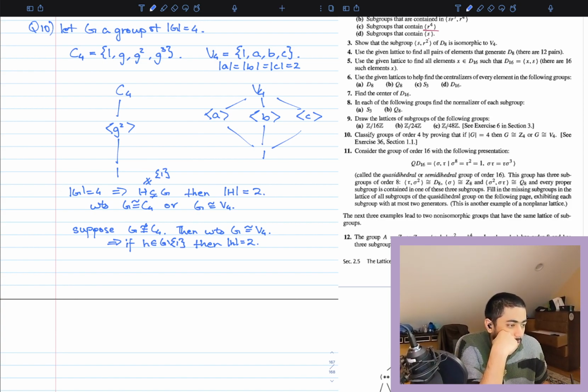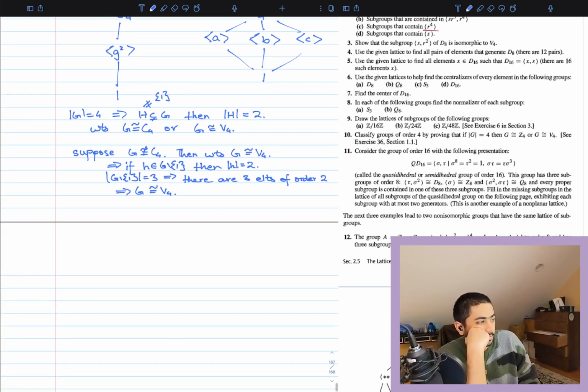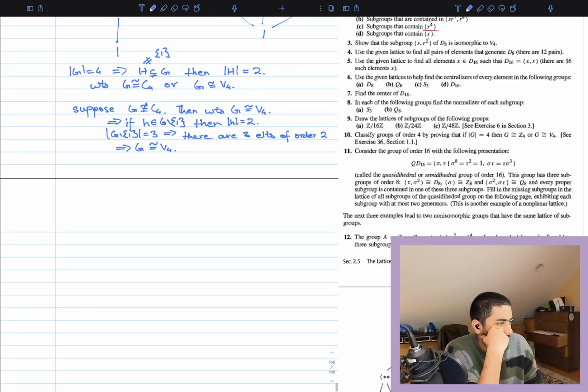And since G minus 1 is size 3, this means that there are 3 elements of order 2. Which means we're gonna get a subgroup lattice that looks like this. And so, G has no choice but to be isomorphic to V4. That's pretty nice. Okay.